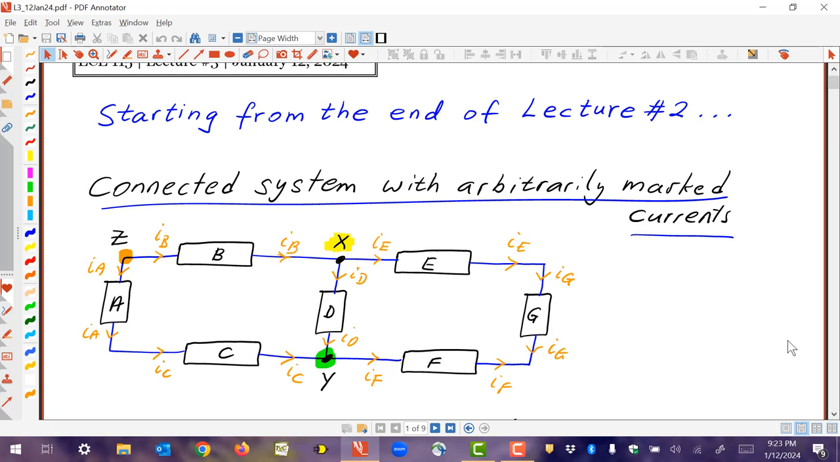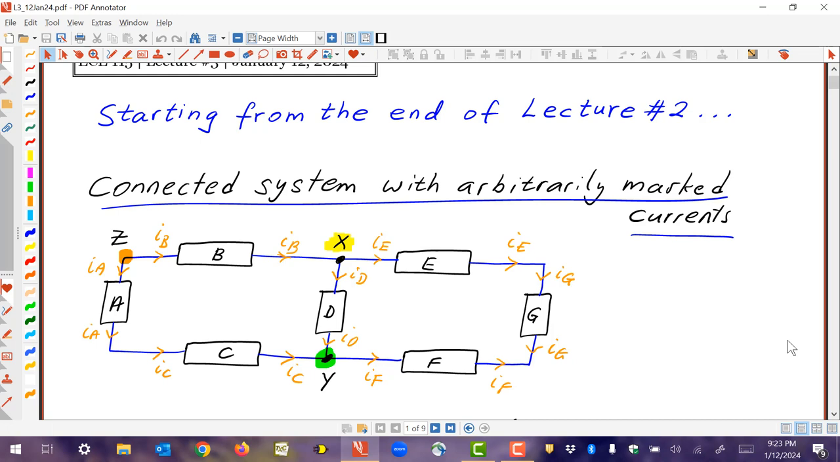Again, remember that the system A, B, C, D, E, F, G, those are just some elements, and every element has a through variable, a current that flows through, and then the cross variable, which we are going to come to next, and that's a voltage. So those are measurements that we make on the circuit and the elements. And we can measure them any which way we like. So it's an arbitrary way. And the value may come out to be positive or negative, as I mentioned in the previous lecture. But suppose we have marked the currents this way. In other words, we're going to measure the currents as shown.